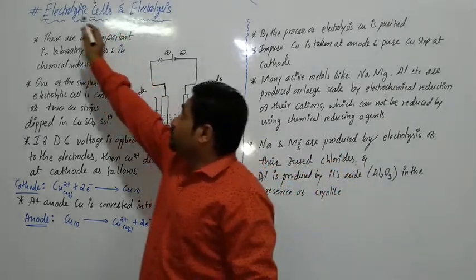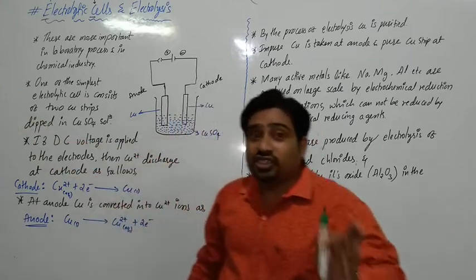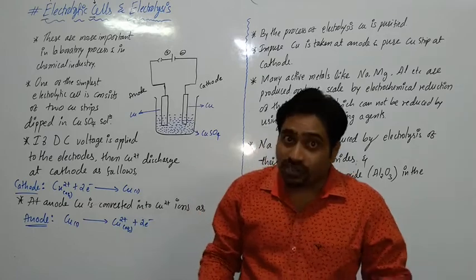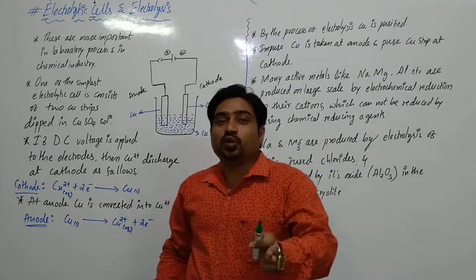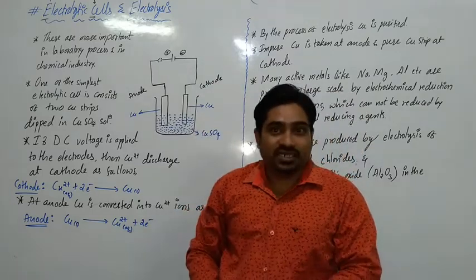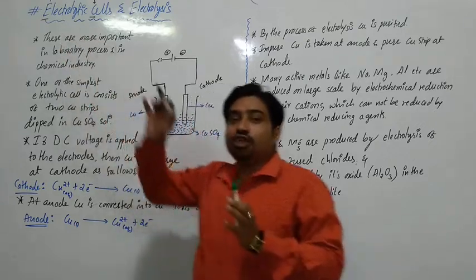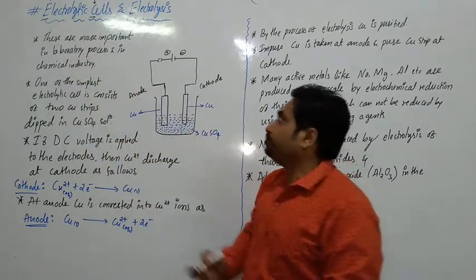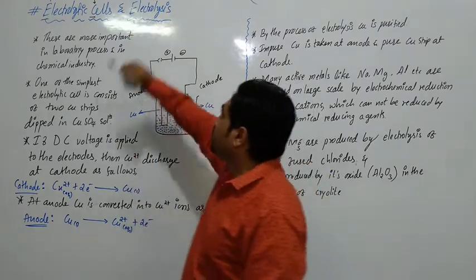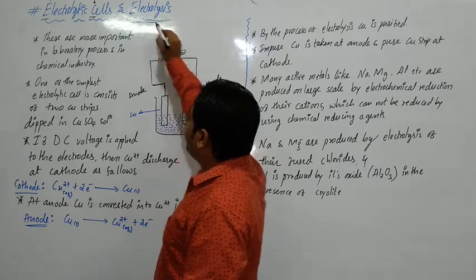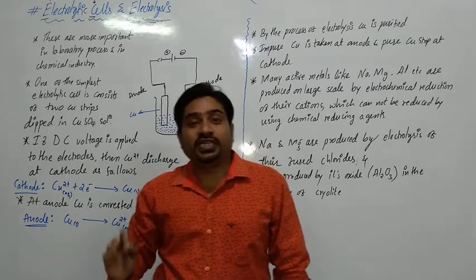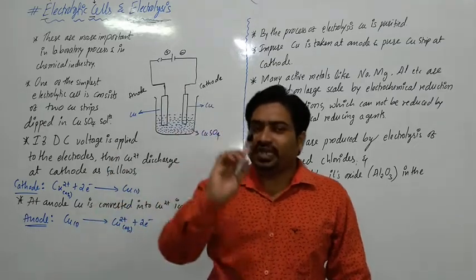Means in this cell, the electrolytic cell, the reaction taking place is a non-spontaneous chemical reaction which cannot take place on its own. To make that chemical reaction occur, we have to supply external energy in the form of electric current, isn't it? For a non-spontaneous chemical reaction, delta G is always positive, please remember. And the process taking place in the electrolytic cell is called electrolysis.